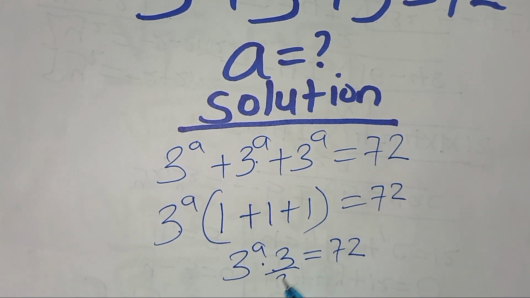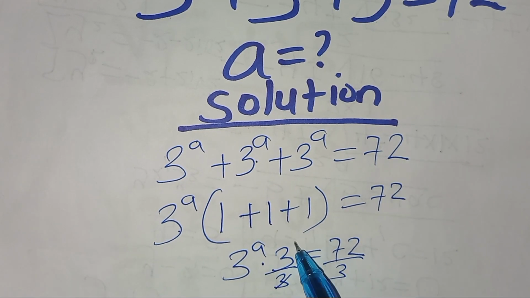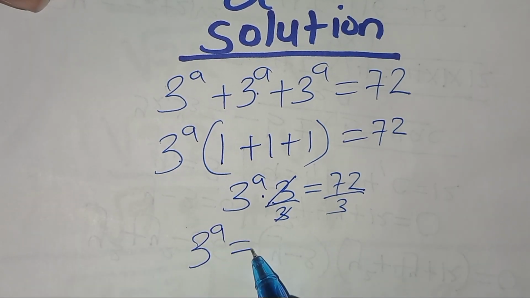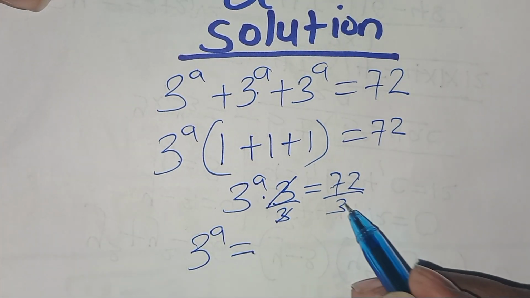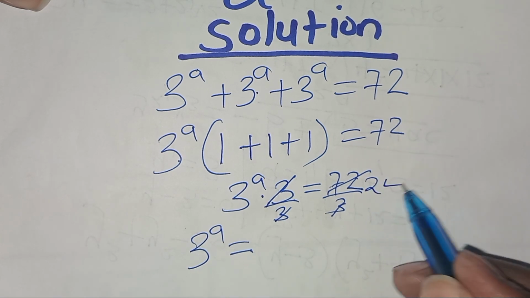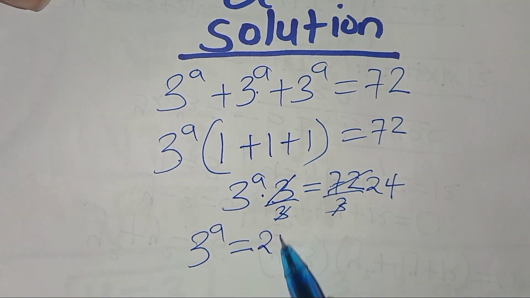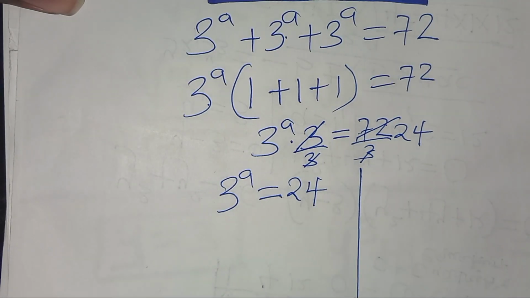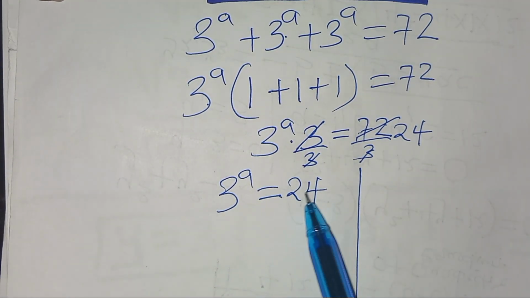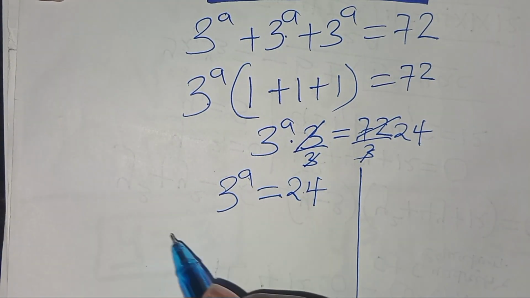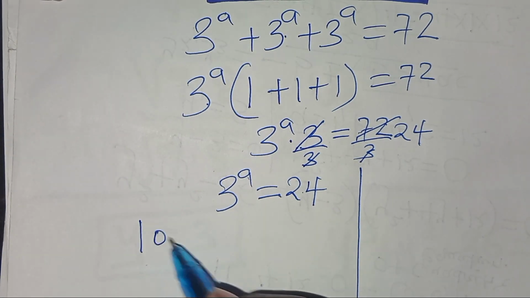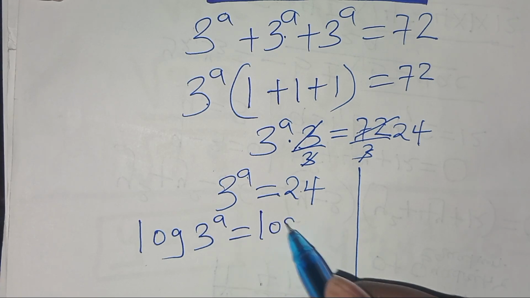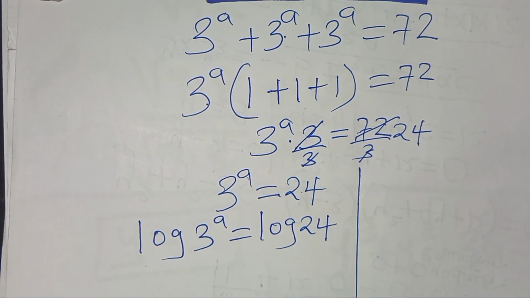We divide both sides by 3, so that now here we'll have 3 to power a, this is equal to 72 divided by 3, this is basically equal to 24. Now, from what we have here, we find that 3 to power a, this is equal to 24. So for the value of a, we introduce the natural logarithm on both sides. We'll have log 3 to power a, this is equal to log 24.